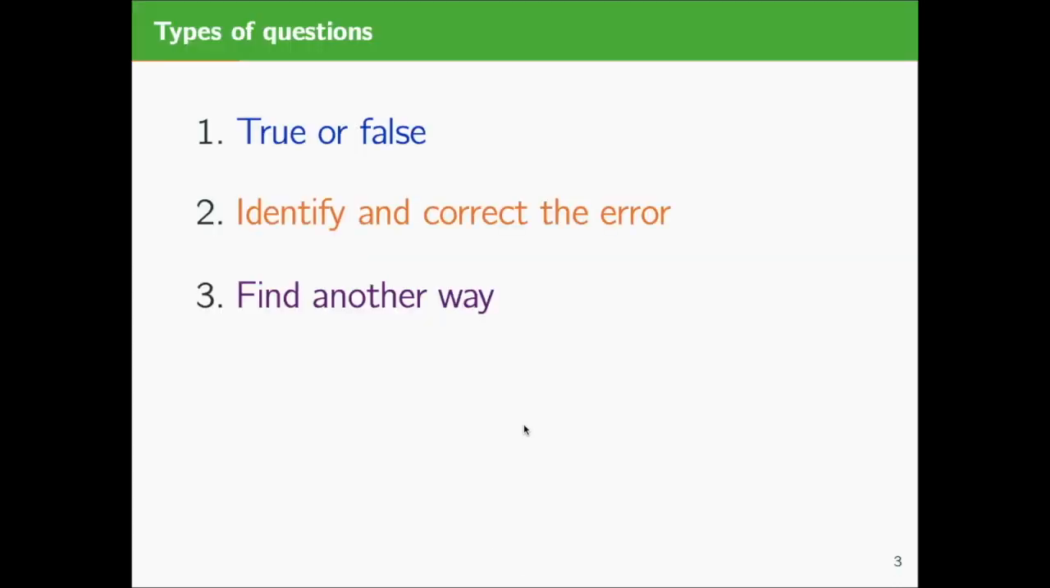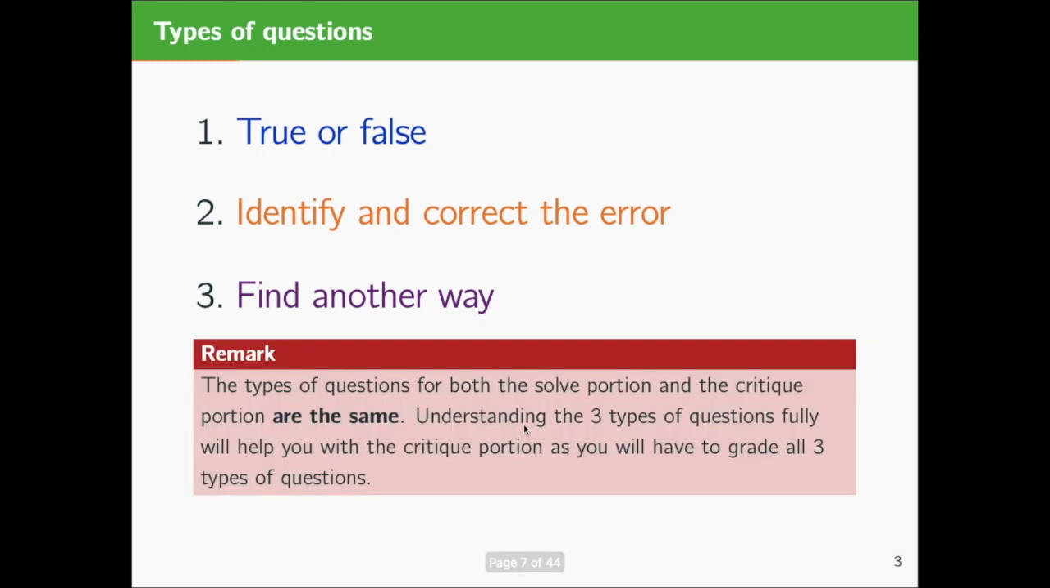The problems are also split up by type. There are three types of problems: true or false, identify and correct the error, and find another way. The types of questions for both the solve and critique portions of the assignment are the same. So it is important to understand all the different types of questions because for the critique part, you will grade all three types of problems. Now we will go through the instructions for the three different types of problems.